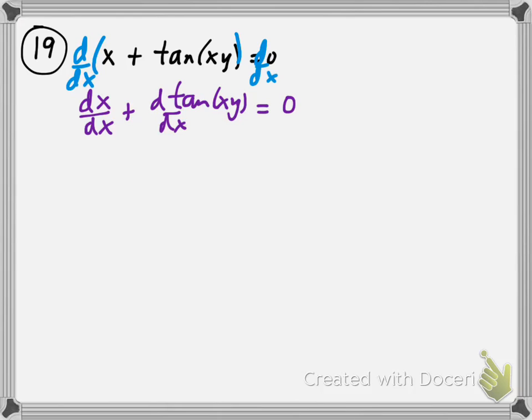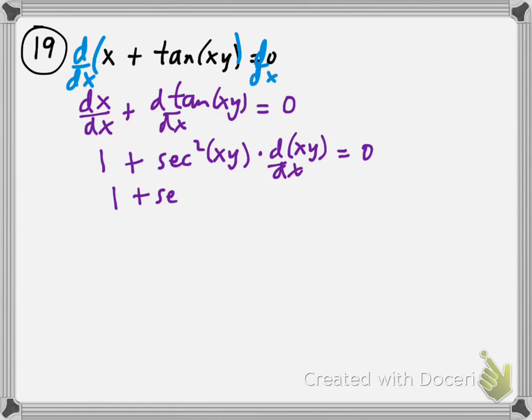Derivative of 0 is 0. And so we can break it down. Derivative of x with respect to x is just 1. The derivative of the tangent of something is the secant squared of that something. And we've already talked about that. But we have to multiply by the derivative of that something. And the derivative of xy, we can see the derivative of a product, and we know that the derivative of a product is not the product of the derivatives, but we have to use the product rule.